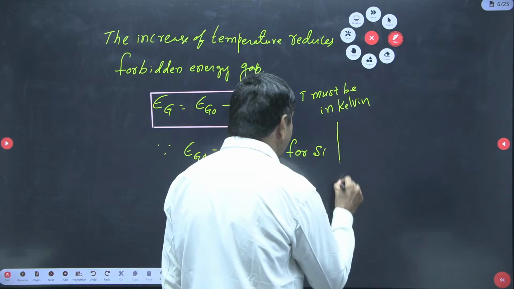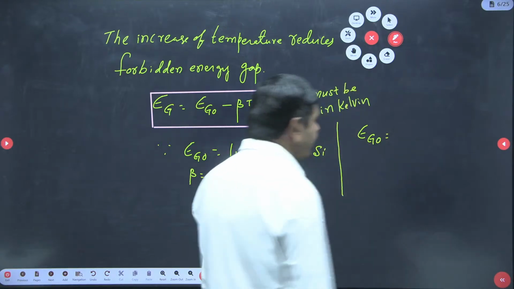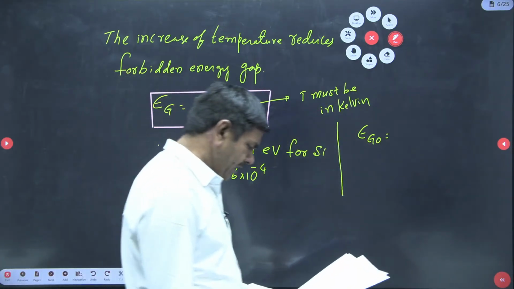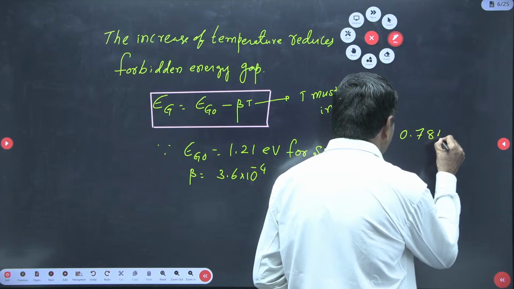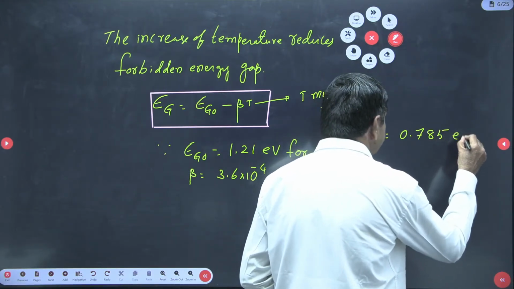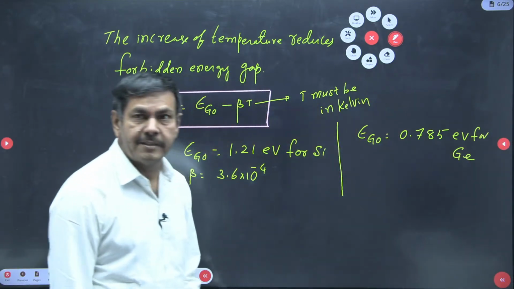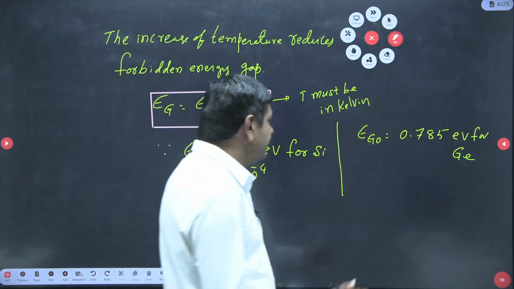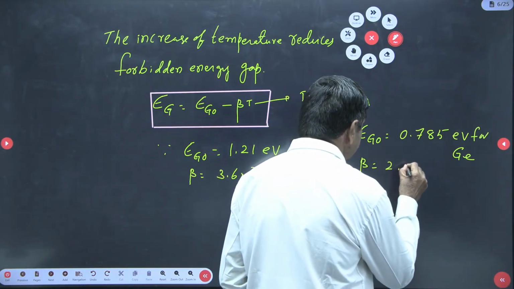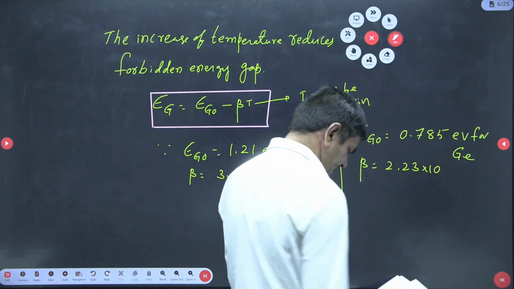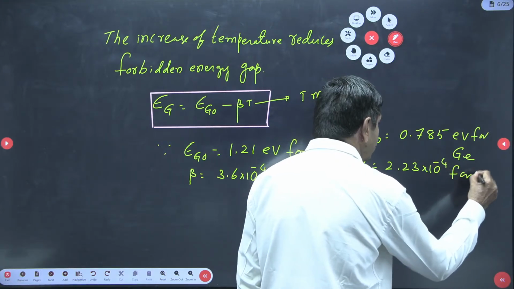For germanium, I can write like this. The Eg naught value for germanium, the forbidden energy gap at 0 Kelvin, is 0.785 electron volts. That was for silicon, and this is for germanium. And what about the beta value? The beta value they use for germanium is 2.23 into 10 power minus 4. These are all for germanium only.